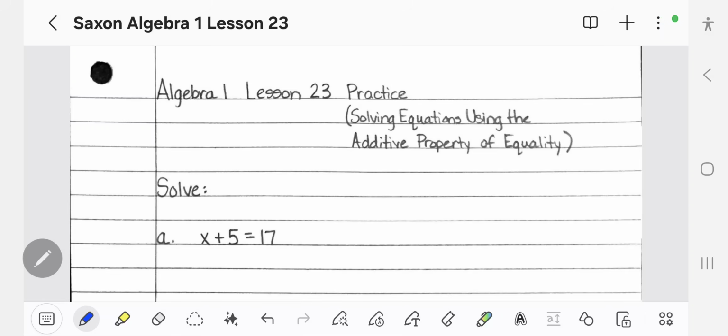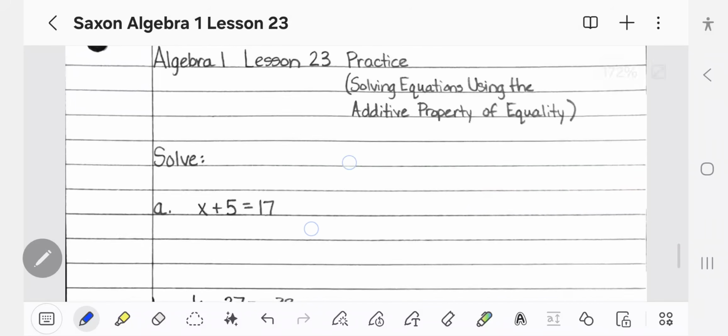This is Algebra 1, Lesson 23, Practice. These problems are going to be solving equations using the additive property of equality. The first problem says x plus 5 is equal to 17.